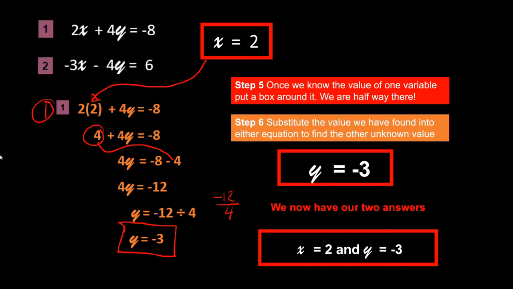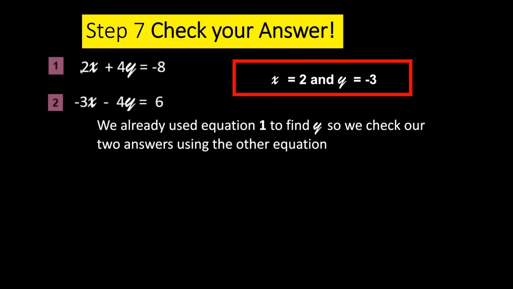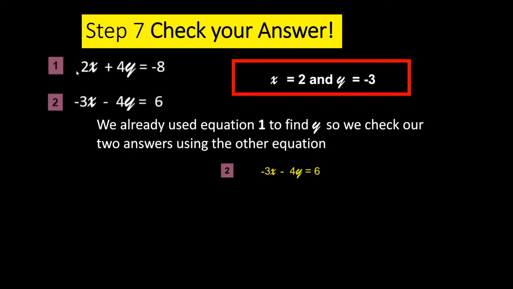I want to say I'm finished, but remember there is step 7. We should always check our answers. So to check this equation, we already used equation 1 to find y. So now let's use the second equation. Negative 3 times the x value minus 4 times the y value should make 6. So writing that second equation out again. Remember, I want you to label your working, so I've put a 2 and I've circled it.